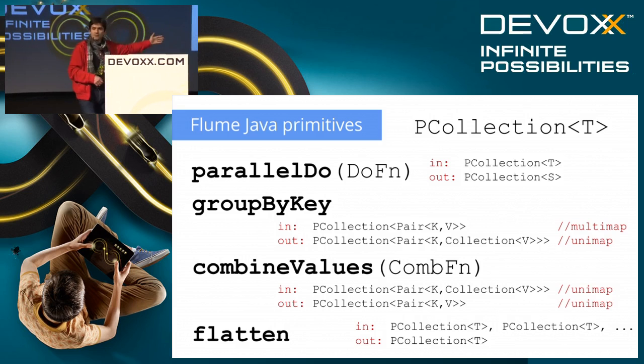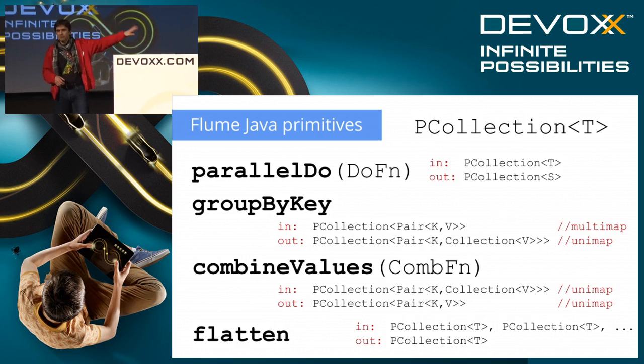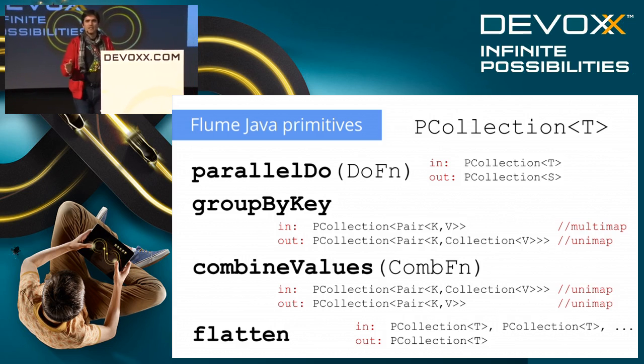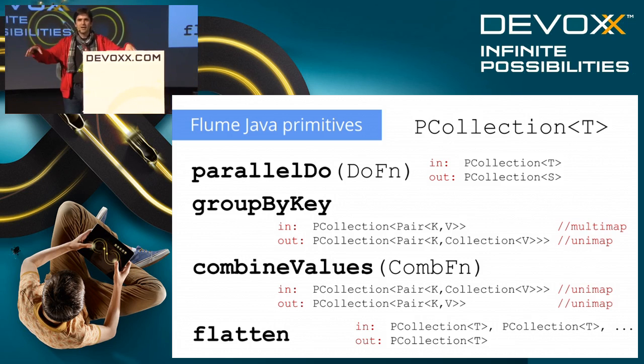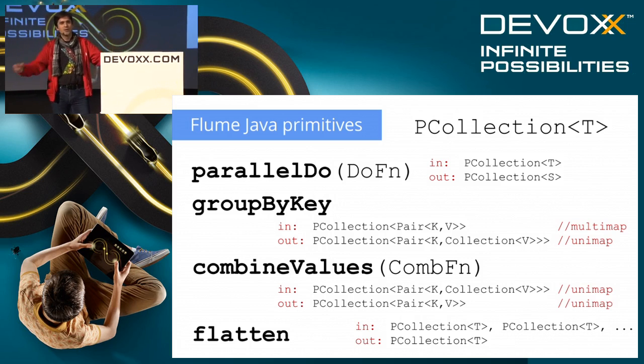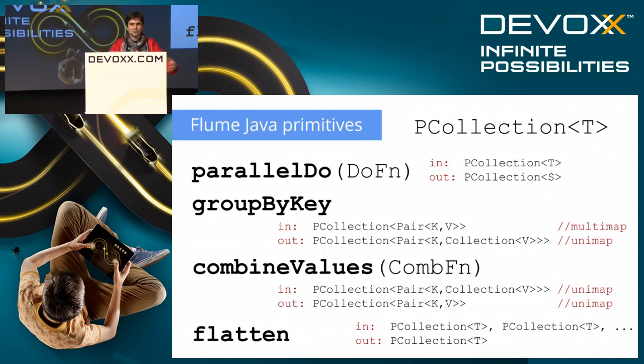And finally, flatten, that is for mathematical reasons we need it. It's a set union, so you have two bags of elements of the same type. You put them in one bag. We need it in our graph to be able to put data together.